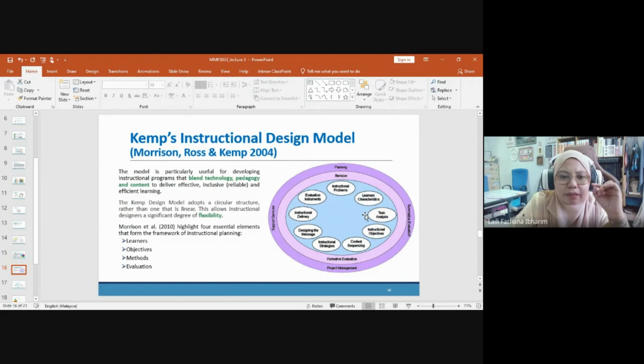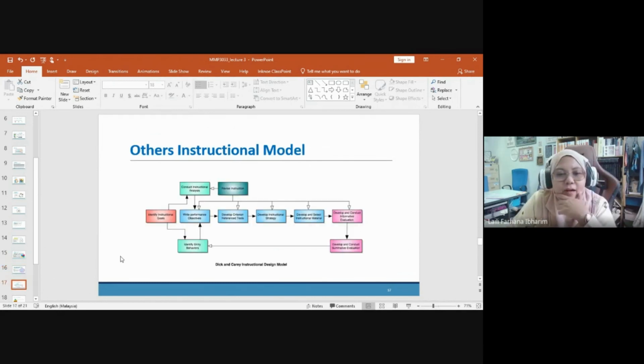Okay, so the CAM design model adopts a circular structure. Circular means round, rather than linear. So when we call it circular, it is flexible. Maybe you already have these three from the previous instructional design you have done, so you can just continue with the others. Morrison highlights four essential elements to form the framework: first, you want to know the learners, the objectives of your lessons, the methods, and then evaluation.